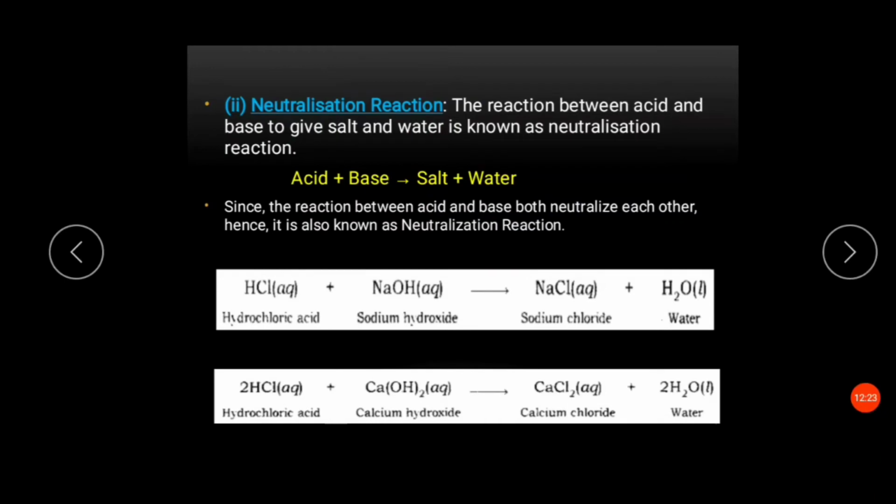Second one is neutralization reaction. When acid reacts with base, they form salt and water, and this reaction is called neutralization reaction. Okay, why is it called neutralization reaction?